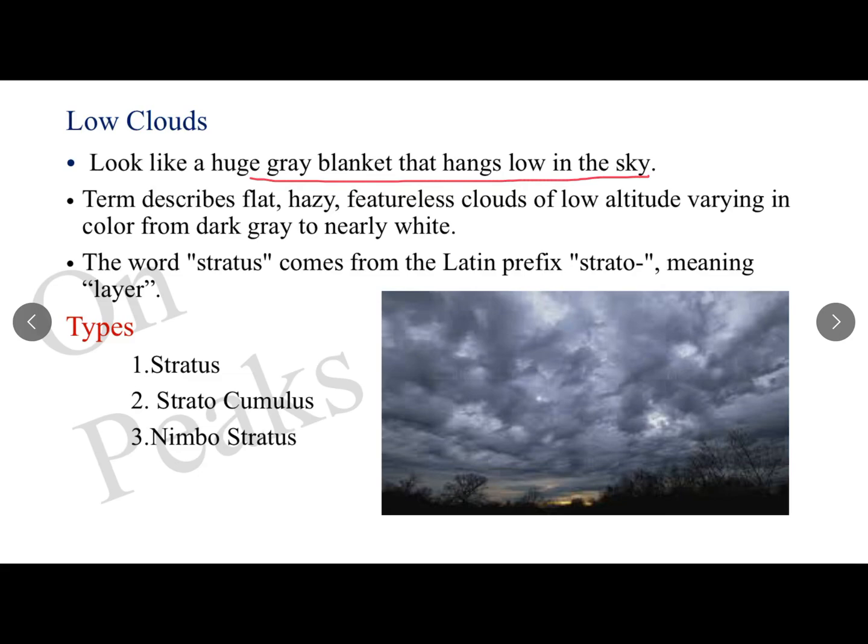The next point is that, as in middle clouds, we learn the name is derived from Latin. In lower clouds, also called stratus clouds, the name is again derived from Latin, where strato means layer. As we already learned, this is a grey blanket, and this blanket resembles a layer.